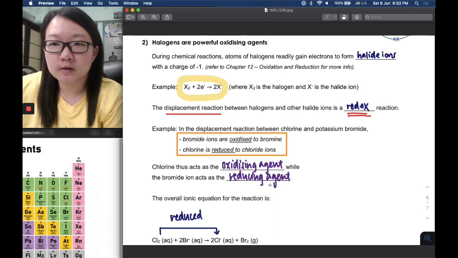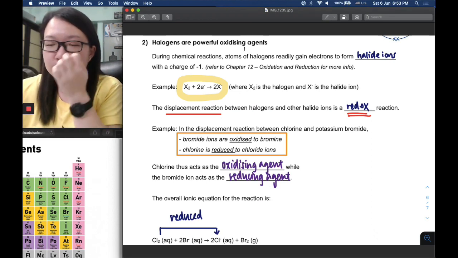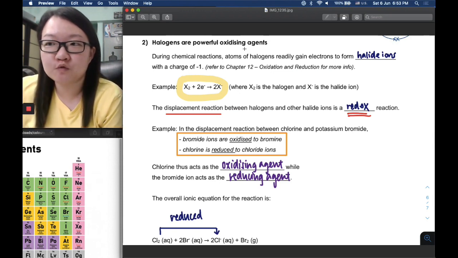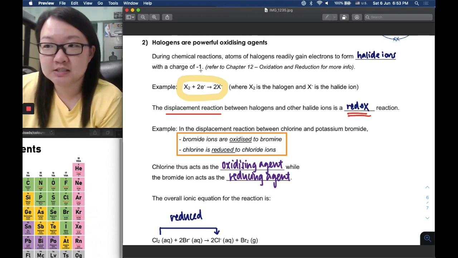Moving on, we will talk about the second chemical property of halogens, which you need to know. So halogens, they are powerful oxidizing agents. In group 1, we said that alkali metals are powerful reducing agents. So now this is on the flip side, right? Halogens are powerful oxidizing agents. During chemical reactions, the atoms of halogens readily gain electrons in order to achieve the stable octet electronic configuration to form halide ions with a charge of -1, which was mentioned at the start of this chapter, right?